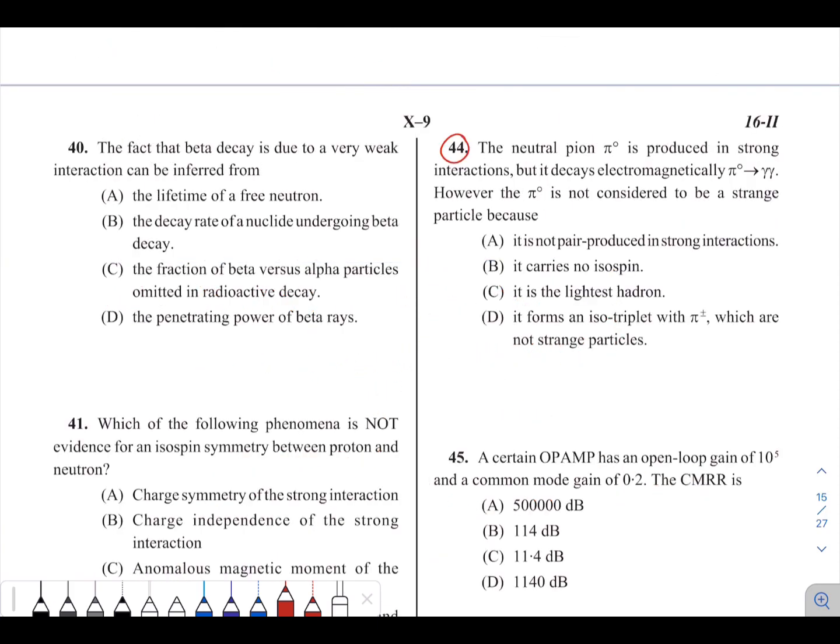Problem 44. The neutral pion pi naught is produced in strong interactions, but it decays electromagnetically to 2 photons. However, the pion is not considered to be a strange particle because it forms an isotriplet with pi plus and pi minus, which are not strange particles. So option D is the correct answer.